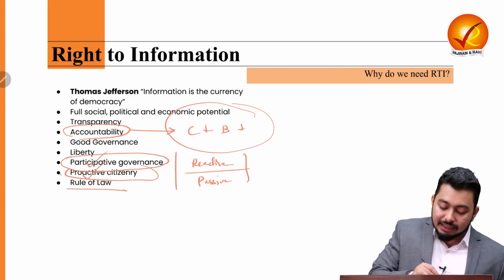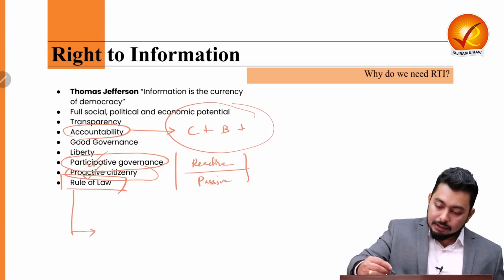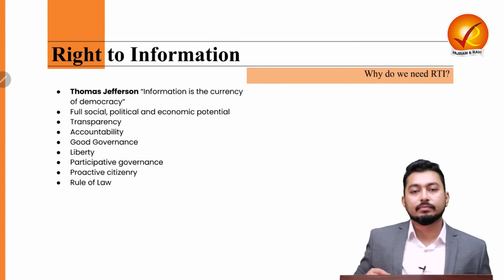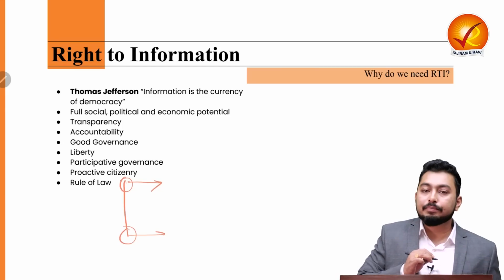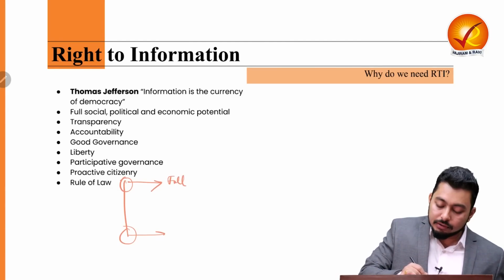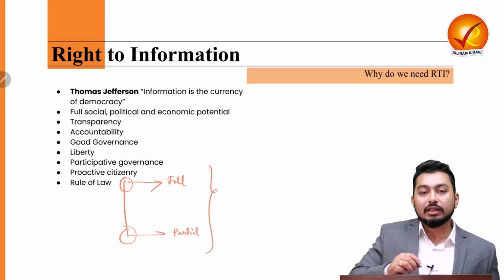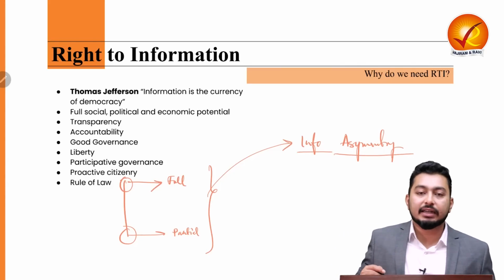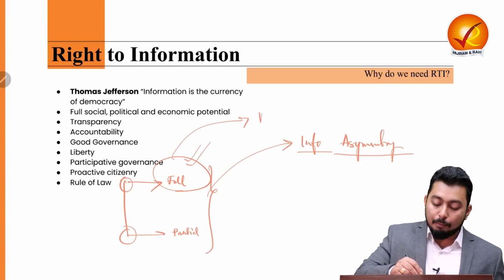Then right to information is essential for rule of law. Why? Because the idea of rule of law is antithetical to arbitrariness. Let's take an example. Let's say there are two people. One of them has full information and the other person has partial information. What do we call this? This is information asymmetry. And if there is information asymmetry, then what happens? The person with full information will be able to take better decisions.